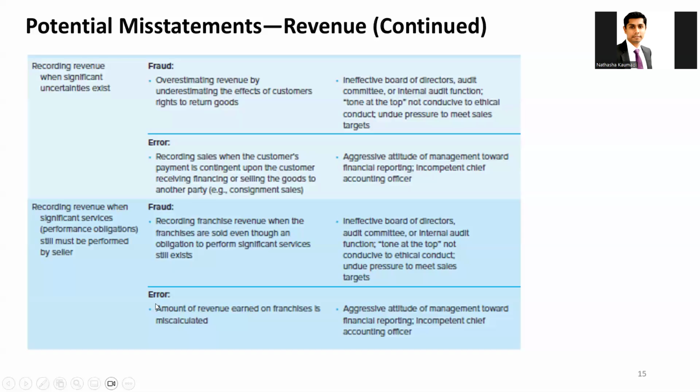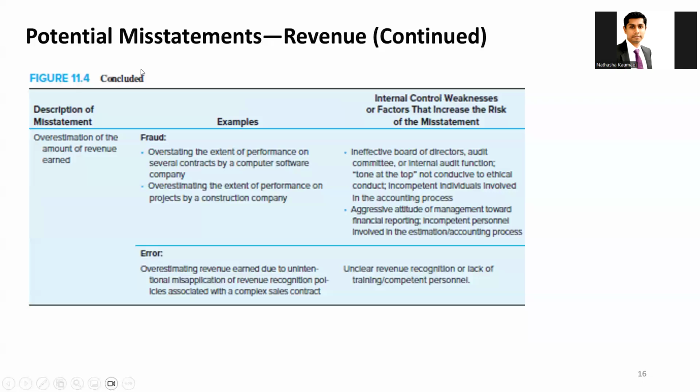Or sometimes there can be errors. The amount of revenue earned on franchise is miscalculated. Mistakenly you record the revenue. That is unintentional, that is mistaken, but sometimes there can be frauds as well. So likewise, you have some misstatements, and another one would be overestimation of the amount of revenue earned, overstating the extent of performance on several contracts by a computer software company.